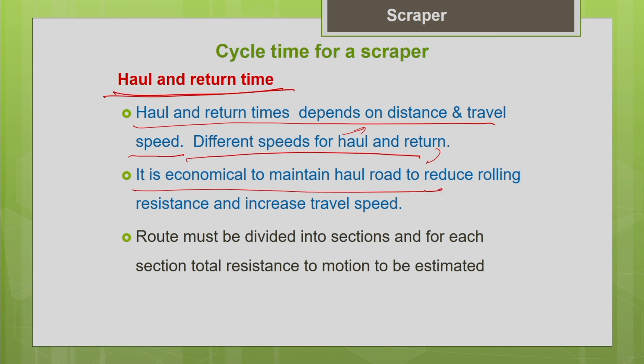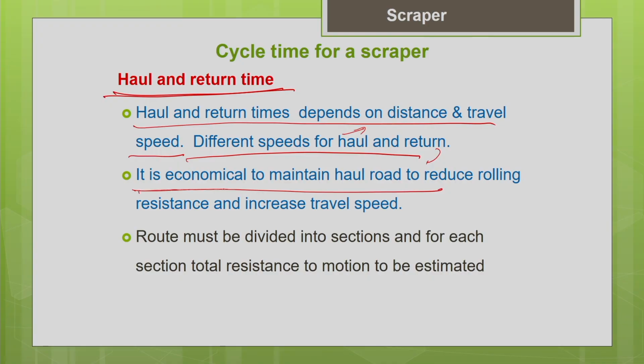So, whatever efforts, whatever money you spend for maintaining a haul route, it is going to give you good return by saving your cycle time, by increasing your productivity, and thereby it will reduce your unit production cost. It is economical to maintain the haul route to reduce the rolling resistance and increase the travel speed.